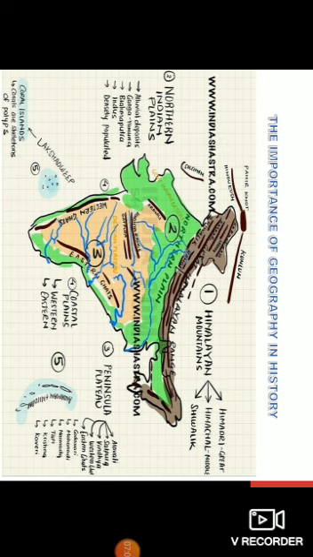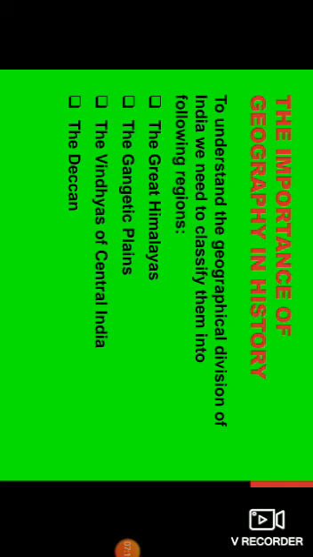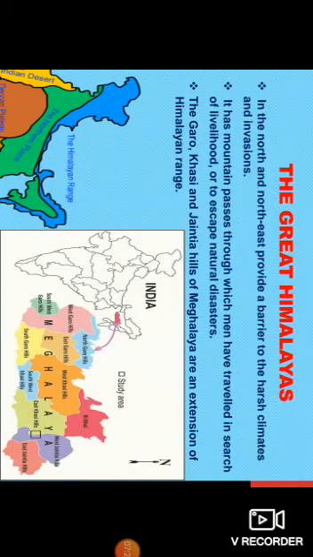Please see the map carefully. These are the Himalayan mountains we are going to talk about. The northern plains, here we will call it the Gangetic plains. The Vindhya range and the Deccan plateau. These four things we are going to talk about. To understand the geographical division of India, we need to classify it into the following regions: the Great Himalayas, the Gangetic plains, the Vindhyas of central India, and the Deccan.